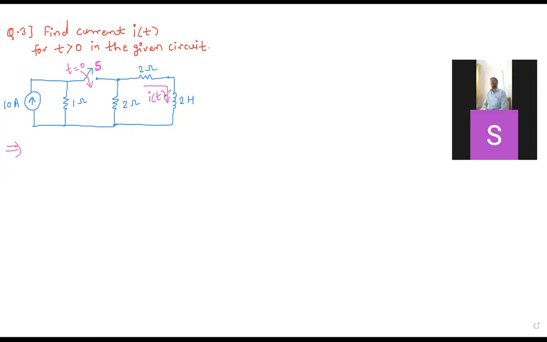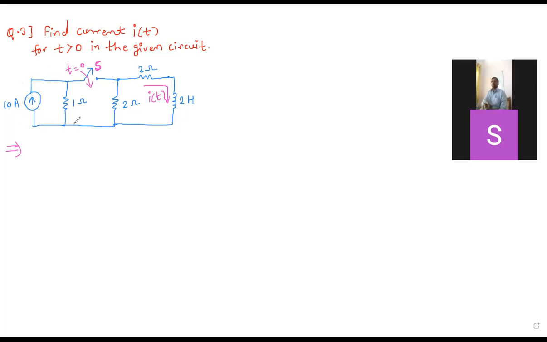Third, observe the circuit. It is made up of an RL circuit. Multiple resistors are there, 3 resistors are shown. Fourth, the current source is given. Is it an ideal current source or a practical current source? If you combine 10 ampere and 1 ohm, it acts as a current source.